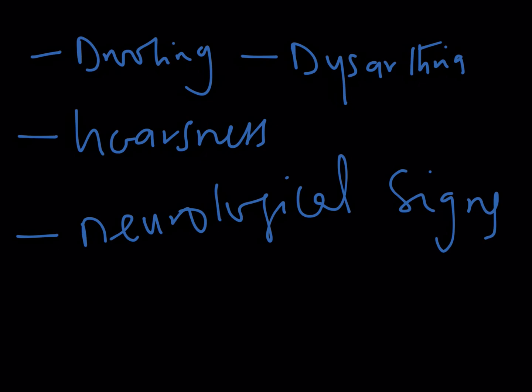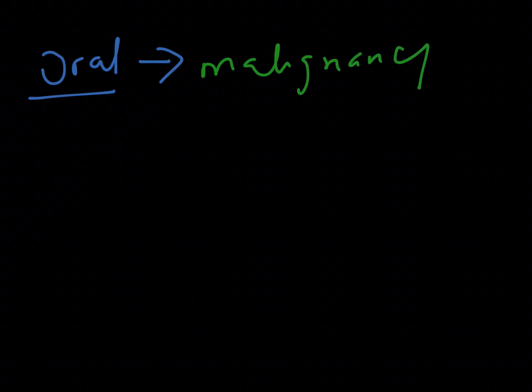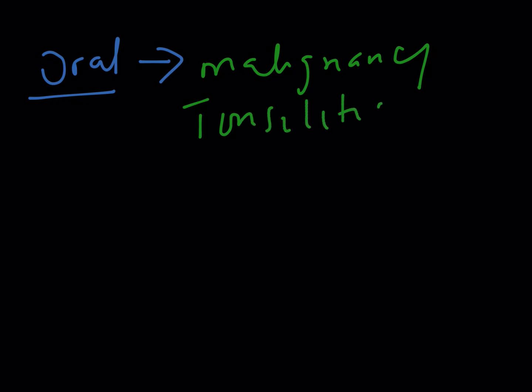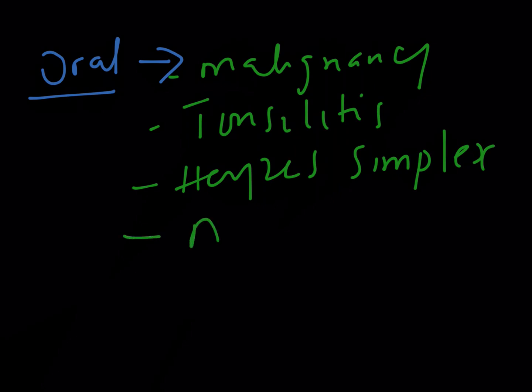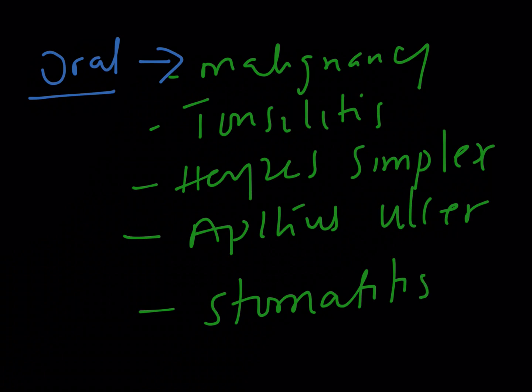So now let's see what are the examples of the causes of the oral disorders and the pharyngeal abnormality. So now, in the oral cavity, the most common problems are the malignancy, we have tonsillitis, which is very, very common, and we have the herpes simplex. We also have ulcer, the aphthous ulcer, and we have stomatitis. These are the most common in the oral cavity.